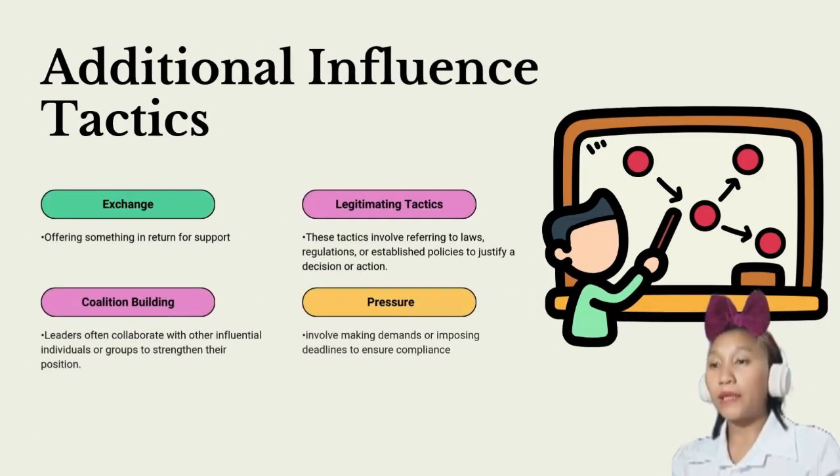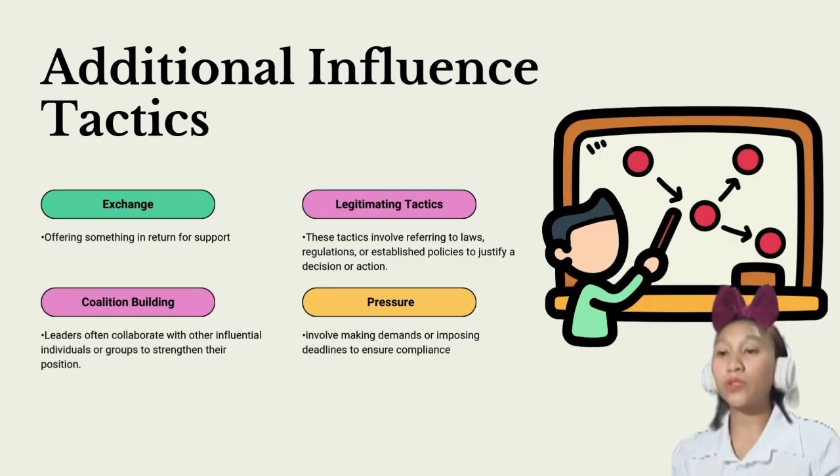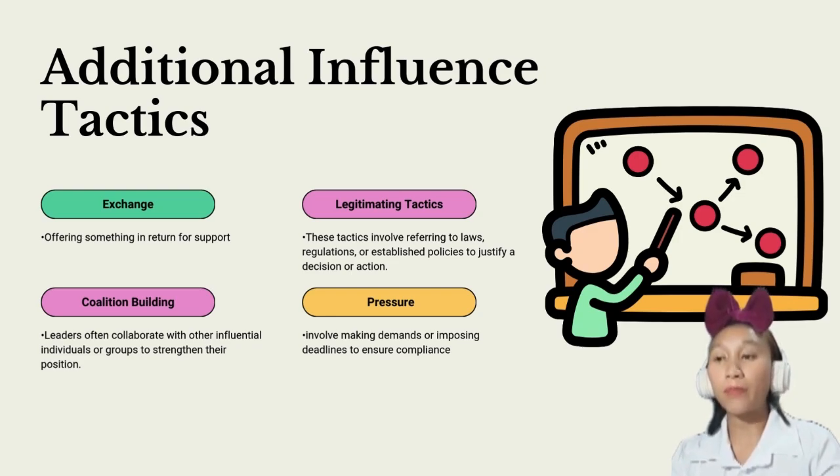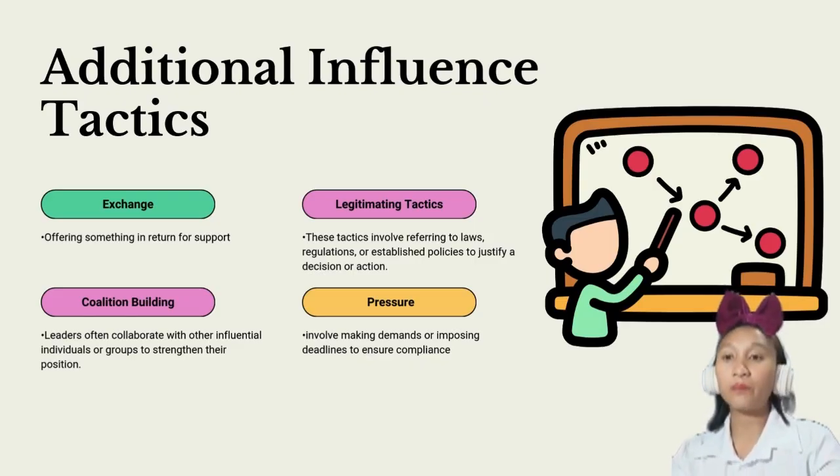And we have additional influence tactics, which is the exchange, offering something in return for support, such as committing to support another leader's initiative in exchange for their backing on a different matter. While exchange can be an effective way to build alliances, it must be done within the boundaries of ethical governance.